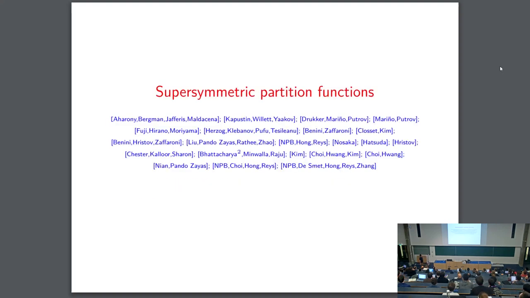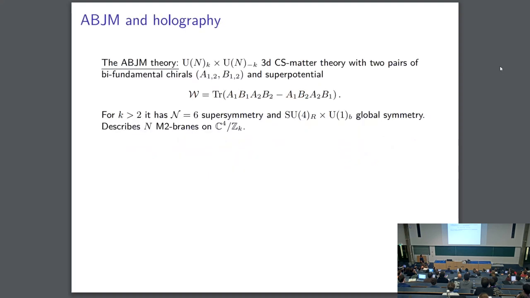Okay, good. So many people worked on this. Here's a list of papers which contain the results I'm going to show you. The model we're going to look at is this well-known ABJM theory, which used to be called in some instances Bagger-Lambert theory.